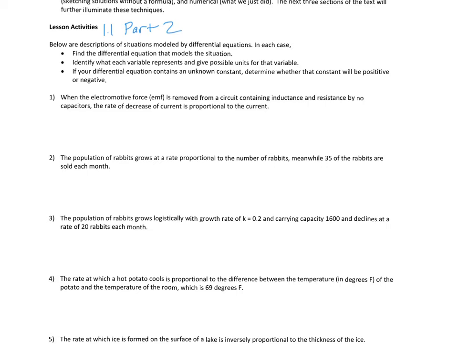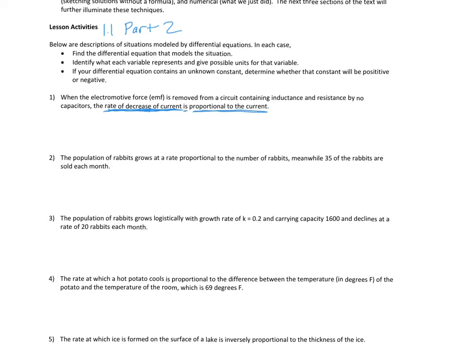Okay, so when the electromotive force, or EMF, is removed from a circuit containing inductance and resistance but no capacitors, the rate of decrease of current is proportional to the current. So here's the great thing about being a mathematician. I have no idea what any of that means. I'm just going to focus in on the mathematical terms. Rate of decrease of the current. So the current is some kind of variable, that's a thing that's changing, is proportional to the current.